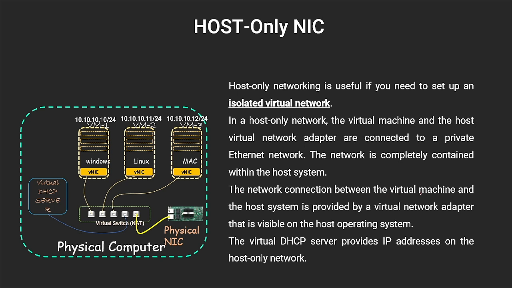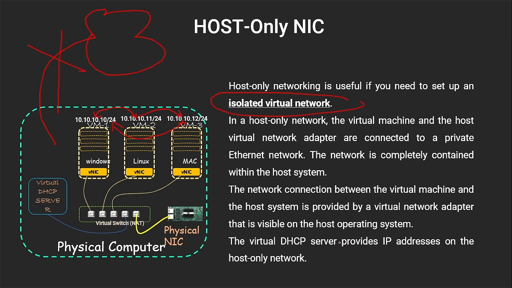The network connection between the virtual machine and the host machine is provided by a virtual network adapter that is visible on the host operating system. You can reach from this virtual machine to this virtual machine, as well as this one to this one, and also this one to this one. Within your VMs you can communicate using host-only network, but if you want to go outside, meaning to the internet, then it's not possible to use host-only network. So if you want to make your virtual network isolated, then you can configure host-only network.